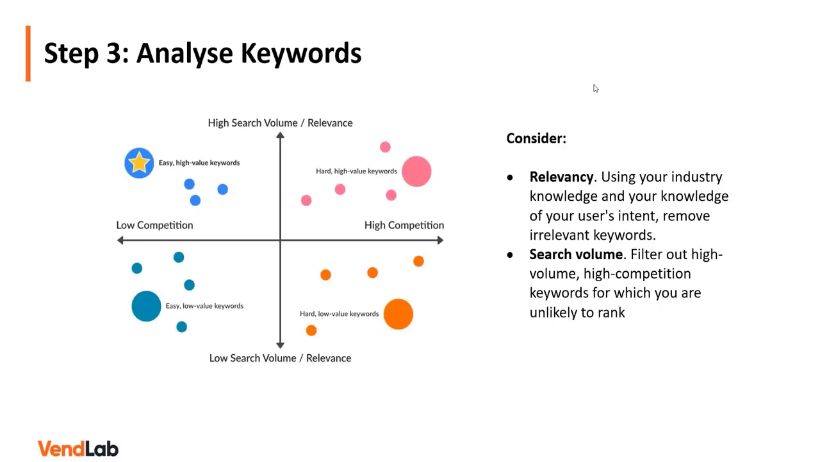The two axes you need to consider are the relevancy. Using your industry knowledge and your knowledge of your user's intent, you need to remove irrelevant keywords, and also search volume. You need to filter out high volume, high competition keywords which are unlikely to rank.